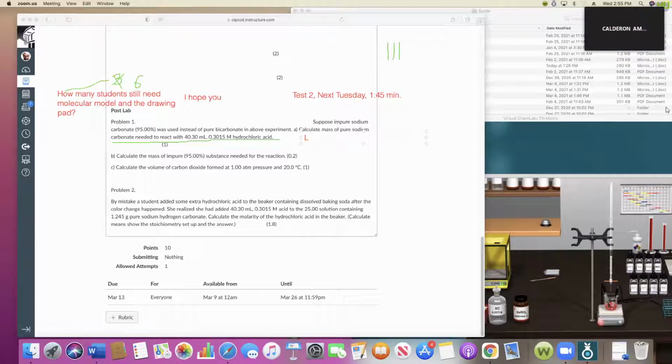So wait. Acid, good. The next step: moles of acid, good, to moles of base, excellent, and then grams, and grams of SC. Got it done.